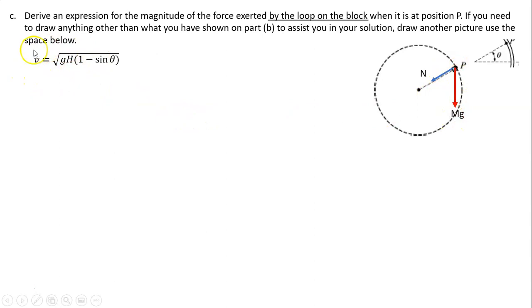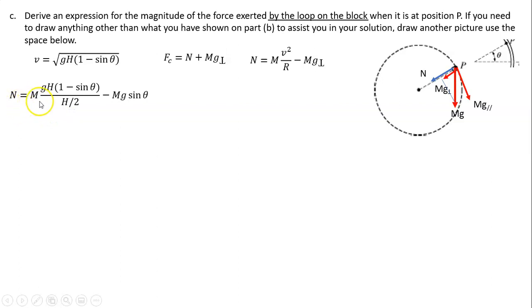Because it's moving with a speed and changing directions, there has to be a centripetal force. This centripetal force is provided by mg perpendicular plus n. This mg has two components, mg perpendicular and mg parallel. So mg perpendicular and n provide the centripetal force. So n equals centripetal force minus mg perpendicular. What is mg perpendicular? If you draw a triangle here, mg perpendicular equals mg times sine theta.